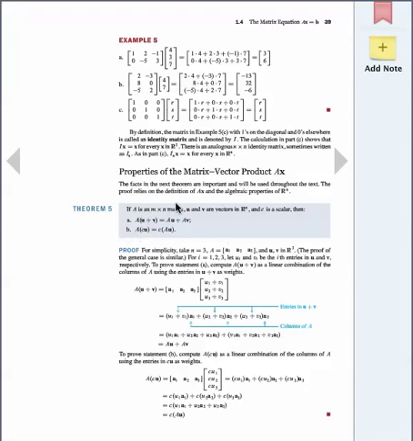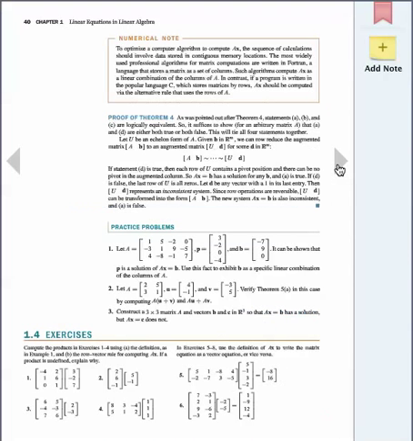Theorem 5 is going to be useful for reasons that aren't going to seem obvious yet. Take note of it now. It's not something I'm going to make you memorize. It'll come up again near the end of the chapter. And that's really about it for this section. So, there you have it.